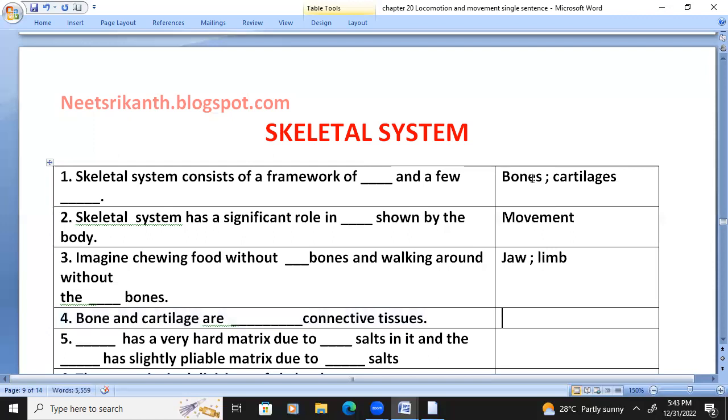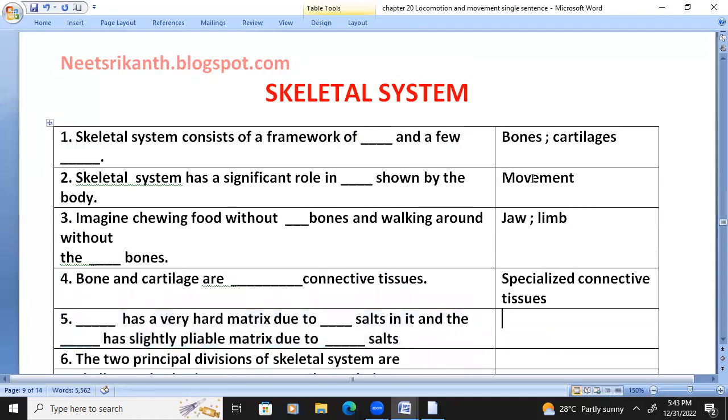Bone and cartilage are specialized connective tissues. Bone has a very hard matrix due to the presence of calcium salts in it, and the cartilage has a slightly pliable matrix due to the presence of chondroitin salts.